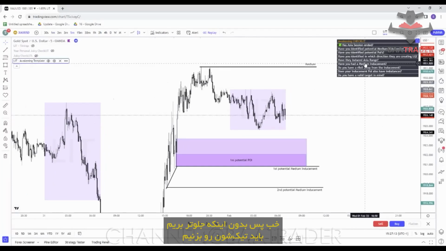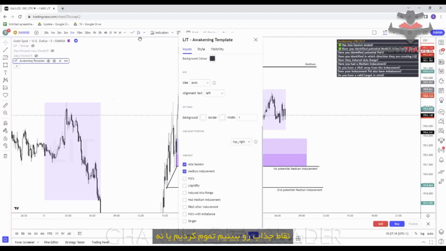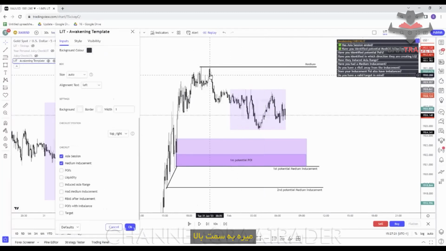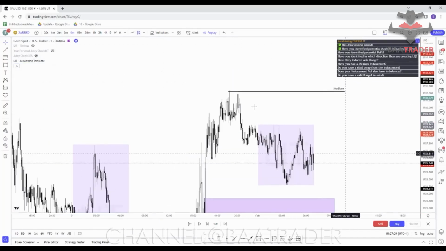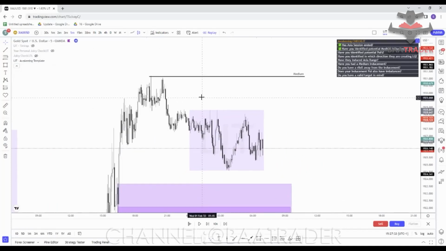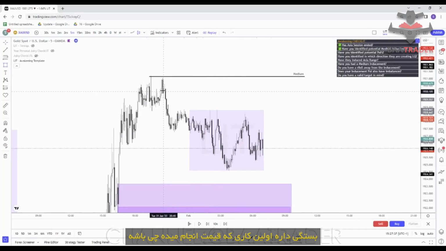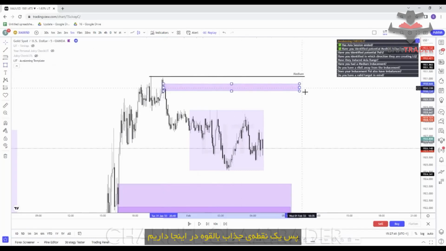So without continuing further, we do need to actually check them off. We did do our medium inducement POIs. Let's check if we're finished. To the high side, this is an interesting one because I do not expect that one so much to be a POI. It depends. We can mark it up. It's going to depend on what price does first. So we have a potential one there.